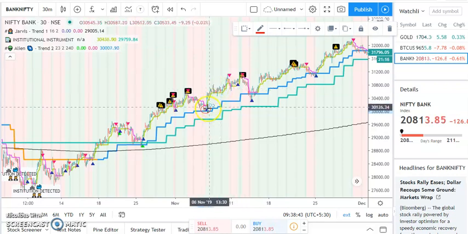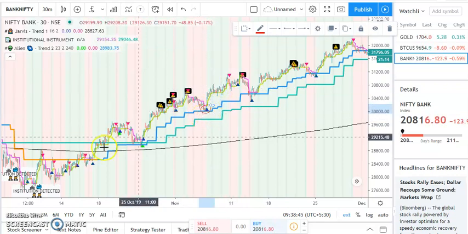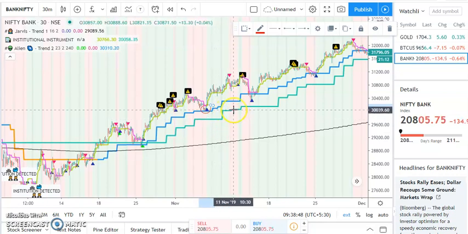Don't enter here, you should enter here, where it is near the shark trend. Or if you find the triangle near the mother trend, then you should enter. Then also you can enter.